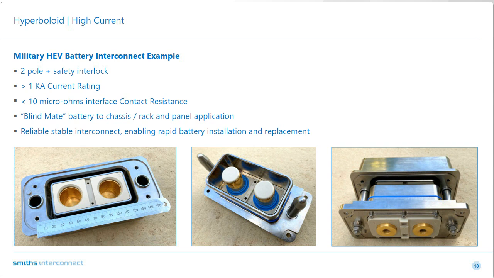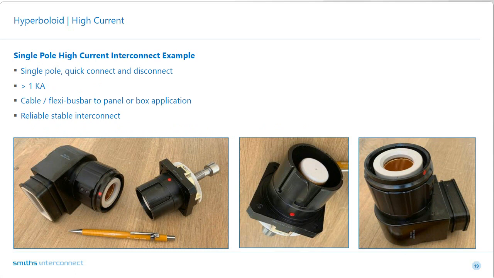Another example of the use of Hyperboloid is the single pole high current interconnect on the screen. This is a quick connect and disconnect connector. It shares the quick latching mechanism with the HBB, which I'll touch on in detail in a minute. It's again rated to higher than 1 kiloamp and is designed for a cable or flexi bus bar to panel or box application, again providing a very reliable, easy to use and stable interconnect system.